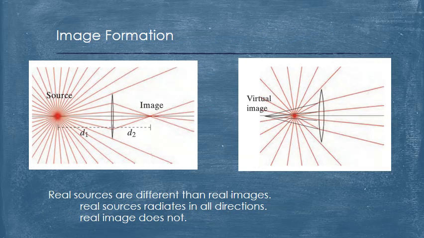So how do we have image formation? Well, you basically have to have a source that radiates its energy 360 degrees. And some of this energy has to hit the lens, and the lens will actually focus it to a particular point, and where that point is will be where the image is located. Now, the way a lens works, if the light travels from the source through the lens to the image, then that image is called real.